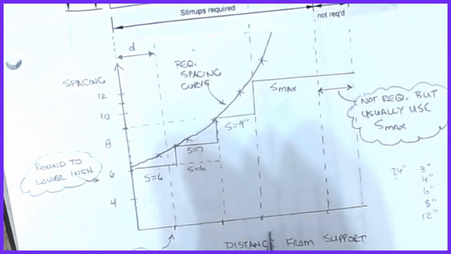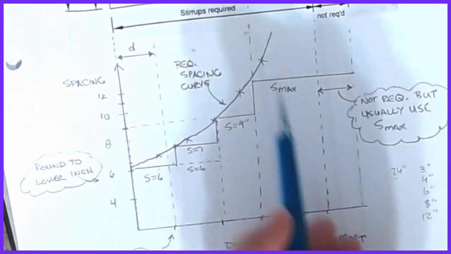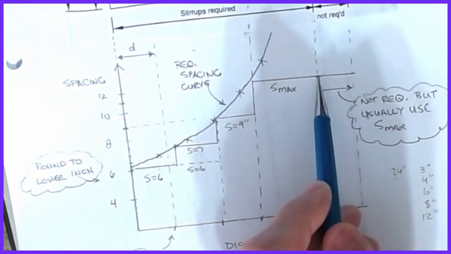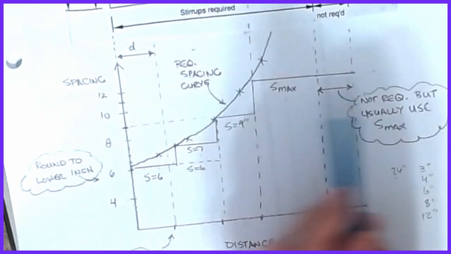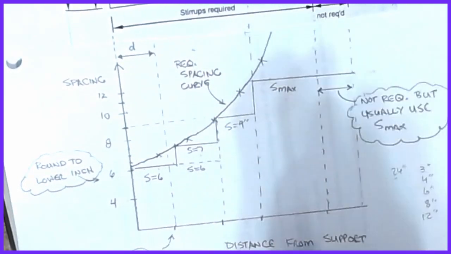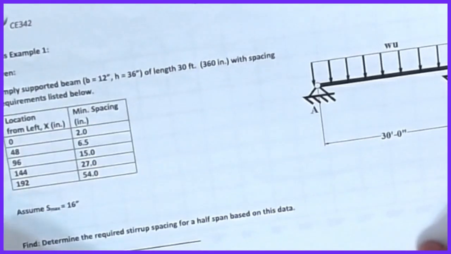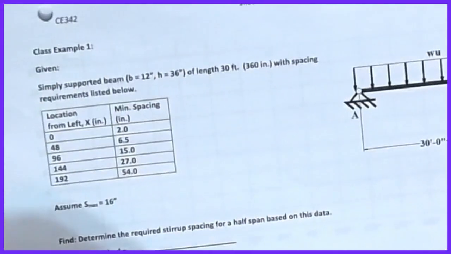So once I get to this line, now S max is controlling, and then from here, nothing is required. But again, I like to just run this line continuous anyway, out past, and just carry this S max on over, and we can start to see what's happening there. All right. So now at this point, in my class, we would start looking at a design example, and I'll walk you through the thoughts that are happening in this.